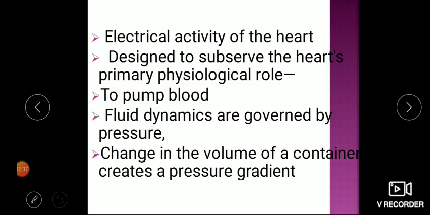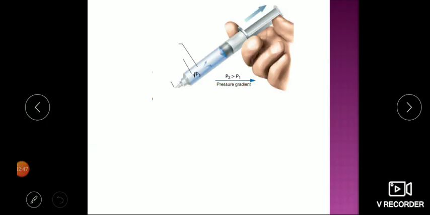Change in the volume of a container creates a pressure change. So it is Boyle's law. The pressure is inversely proportional to the volume. So the same principle works in the heart also. Just to revise our Boyle's law, you can see in the syringe, if you increase the volume of a syringe by pulling it up like this, what is going to happen? The pressure will decrease, fall.